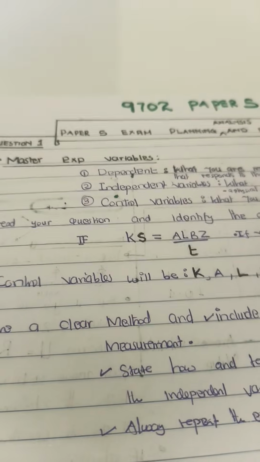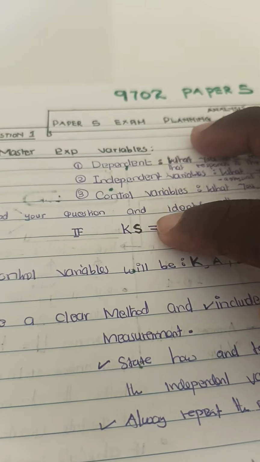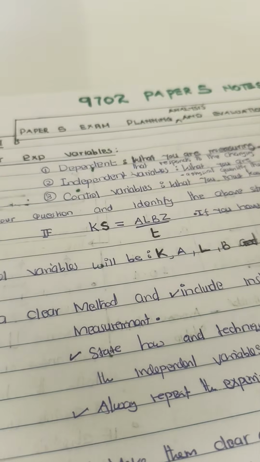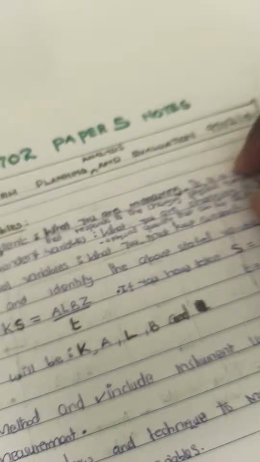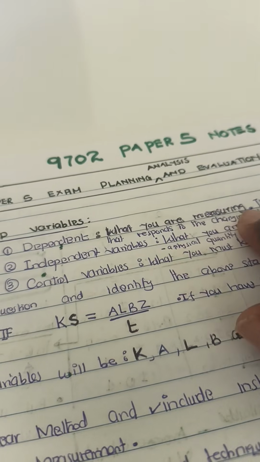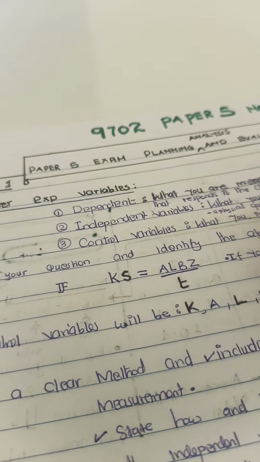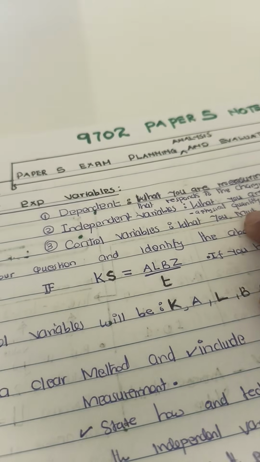So the first thing that you need to know is to be able to identify what we mean by dependent and independent variables. In that experiment, you'll be expected to state the dependent variable. Something that you need to understand is that the dependent variable is what you are measuring. It responds to the change. Then the independent variable is what you are changing in the experiment.